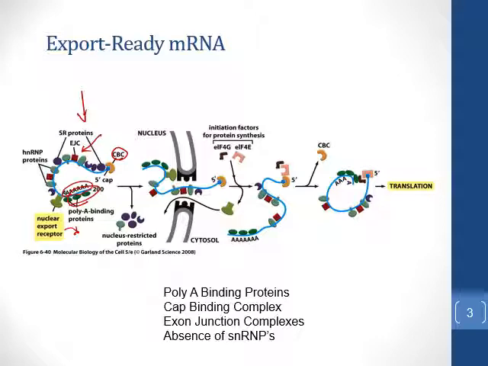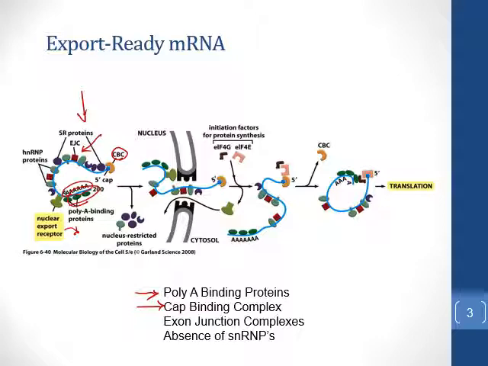An export-ready mRNA is going to have our poly A binding proteins. Those are not only important, as we'll see a little bit later on, but they also are an indication that the poly A tail has been added. It has a cap binding complex, which is important for export, but also indicates that the 5' cap is there. It has exon junction complexes, and those exon junction complexes, remember, are going to remain on the mRNA where two exons were joined together. So that's an indication that splicing has occurred.